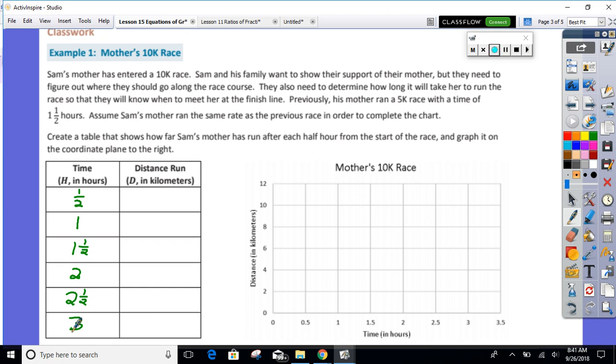Yes, question? Can we do like miles instead of kilometers? No, stick to kilometers, otherwise it won't work because your graph specifically says in kilometers. Yes, another question? Yes, you may work with your partner. All right.